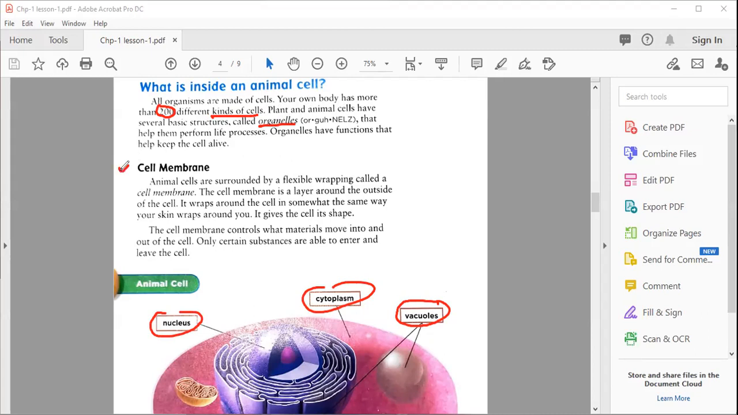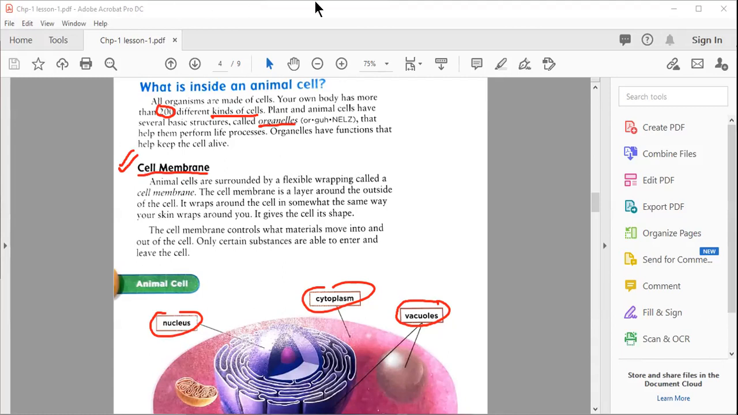So today our topic is the cell membrane. Let's read about it. Animal cells are surrounded by a flexible wrapping called a cell membrane. What does it mean, my dear students? When you buy something like shawarma or a burger, they wrap it in butter paper or aluminum foil or different kinds of things. This is the wrapping, or maybe sometimes you wrap something with tissue paper.